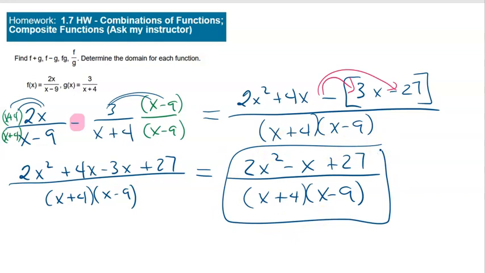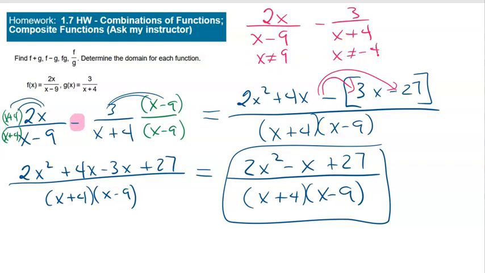Now domain, remember domain, you got to go back and look at the original function. I'm going to write the original function at the top of the page. What I mean by original, I mean before we actually did the subtraction. So 2x divided by x minus 9 minus 3 over x plus 4. Before we simplified. What's the domain of that? Well, x cannot be 9. X cannot be negative 4.